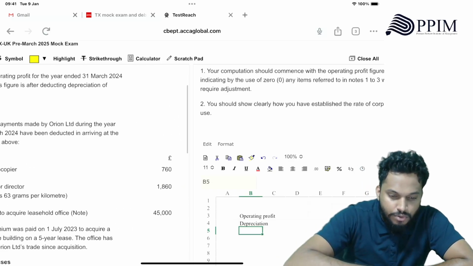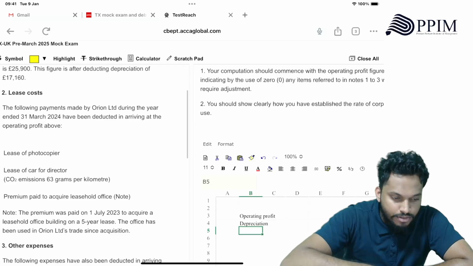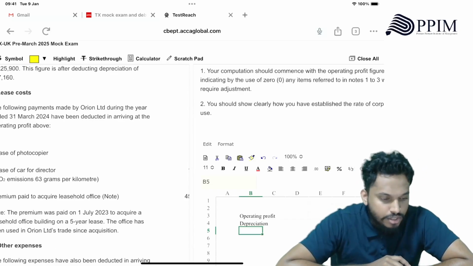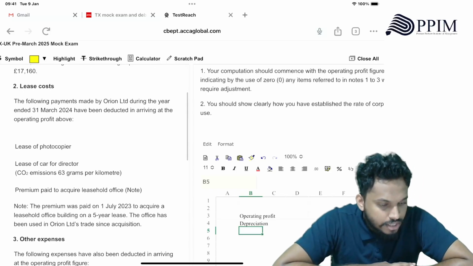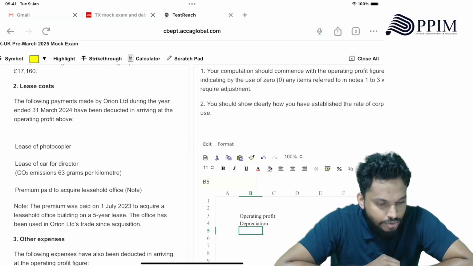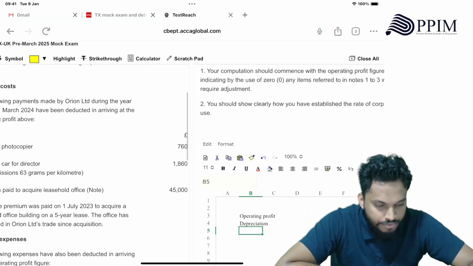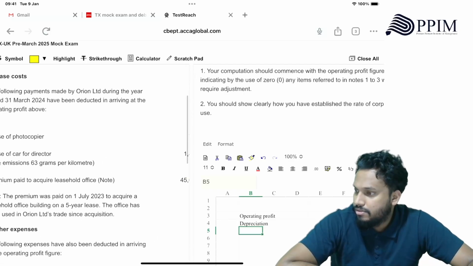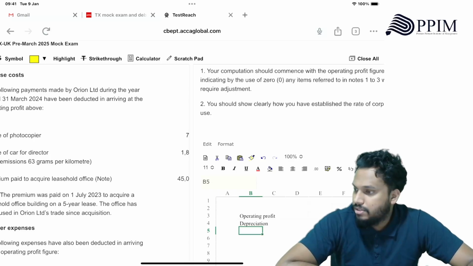The lease of the photocopier, the lease of the car for the director, and the premium paid to acquire a leasehold office. They have given a note: the premium was paid on 1st July to acquire a leasehold building on a 5-year lease. The office has been used in Orion Limited's trade since acquisition.